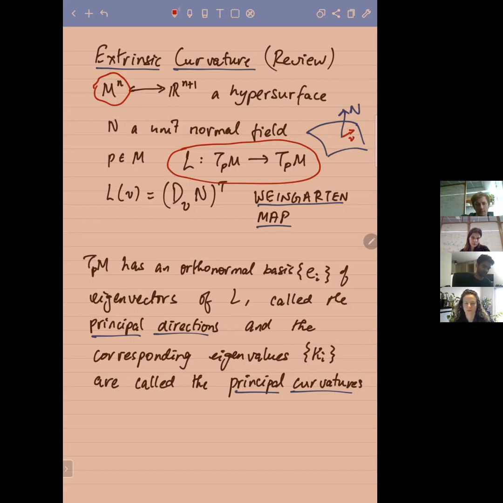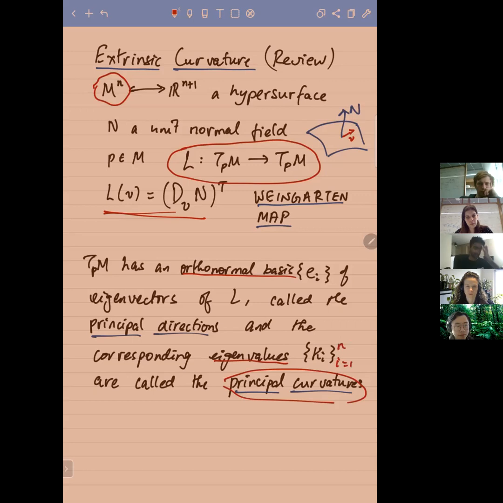The way we define the curvature is in terms of this. We know that this map L is a self-adjoint map, and so by the spectral theorem it has an orthonormal basis of eigenvectors, and the corresponding eigenvalues are called the principal curvatures. We label them kappa_i, where i runs from 1 up to n.